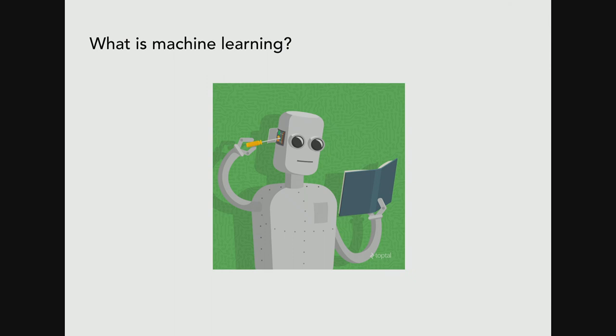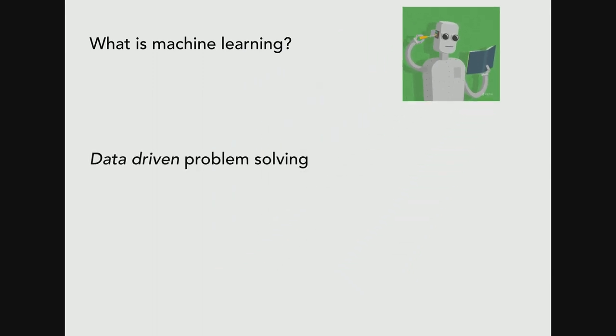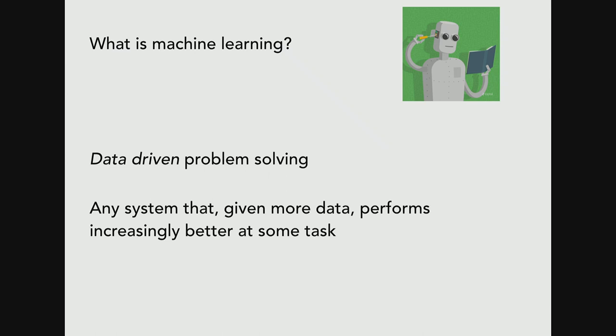So what is machine learning? Can we try to summarize what's going on? Here's my best attempt to summarize the core idea behind all this. It's basically data-driven problem solving. The idea is that it's any system that, if you just feed more data into it, gets better and better at some task, right? So we want to automate that process.